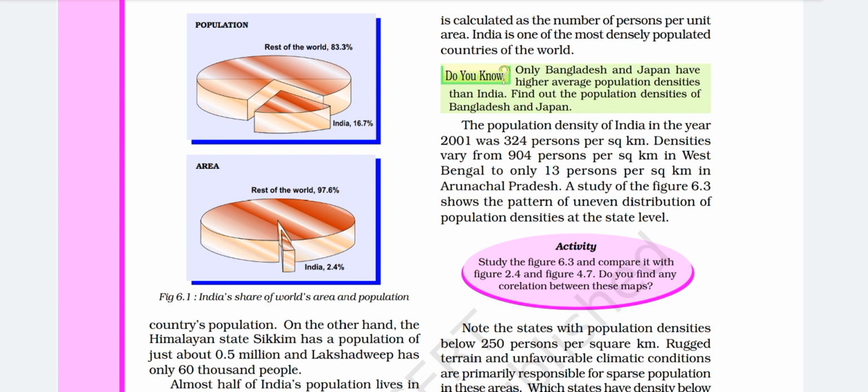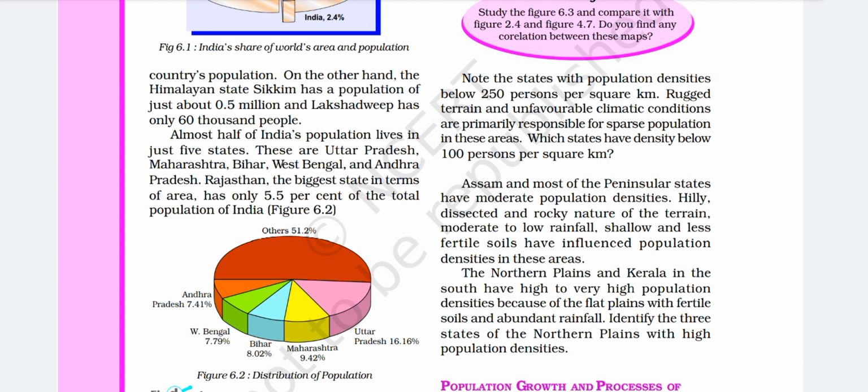The population density of India in the year 2001 was 324 persons per square kilometer. Density varies, means differs, from 904 persons per square kilometer in West Bengal to only 13 persons per square kilometer in Arunachal Pradesh. Note the states with population densities below 250 persons per square kilometer.